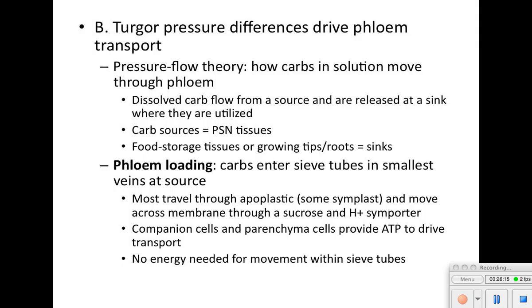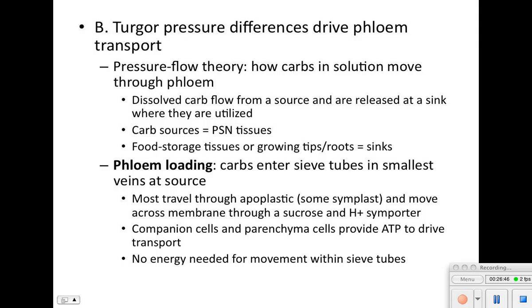Okay, so I'm going to talk a little bit about this slide here. Sugar is formed in the leaves, so that's where our carb comes from. The carb source is from the photosynthetic leaves. And it has to travel down to the roots because the roots have to grow and extend out, so it uses carbs as one of its fundamental building blocks. So we call food storage tissues or growing tips or maybe roots sinks, okay? So we have this process where sugar is moved from the source to the sink.